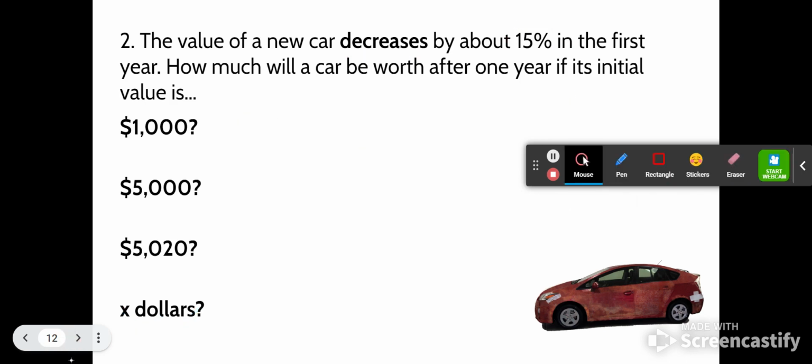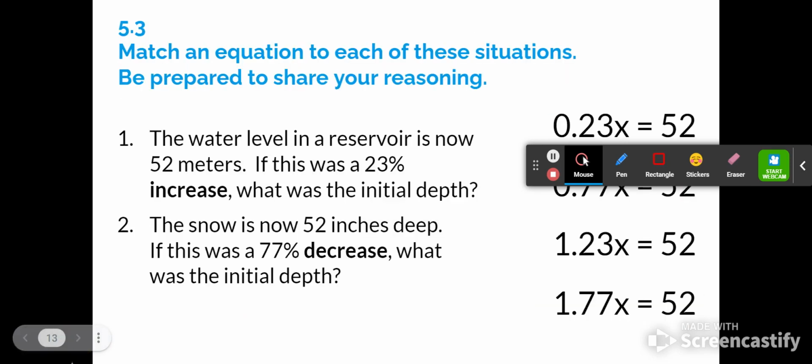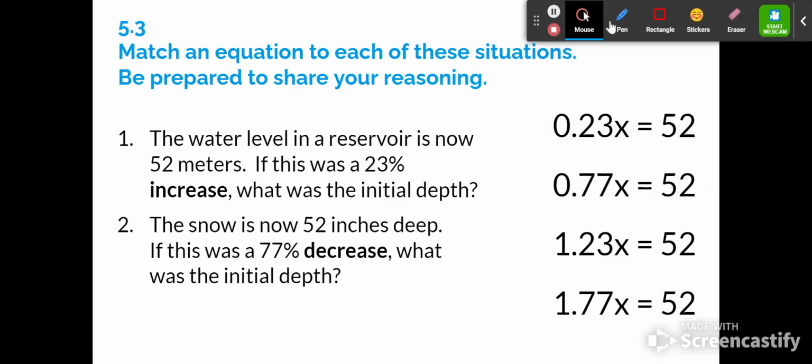Number 3. So 5.3, match an equation to each of the situations. Be prepared to share your reasoning. Obviously, you won't have to do this because we're not going to go over this in class. You're just doing this on your own, but you can talk with a neighbor if you'd like.